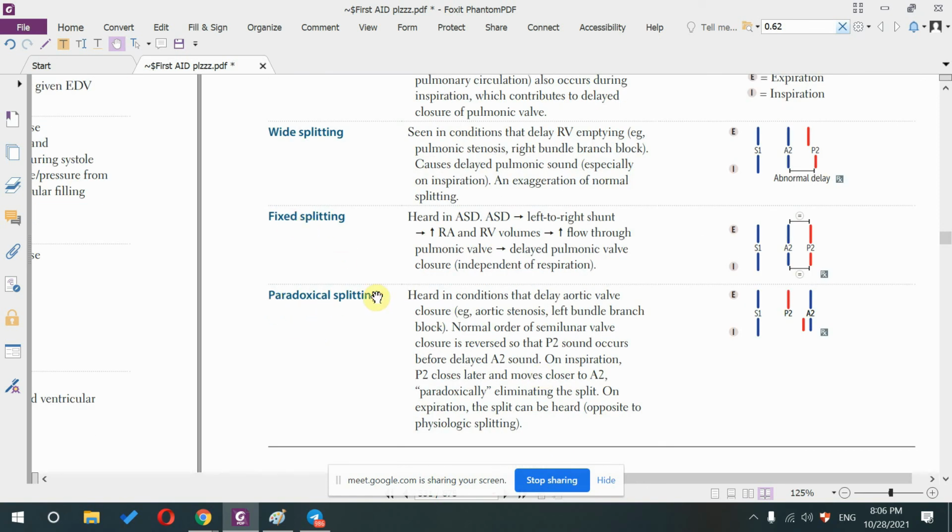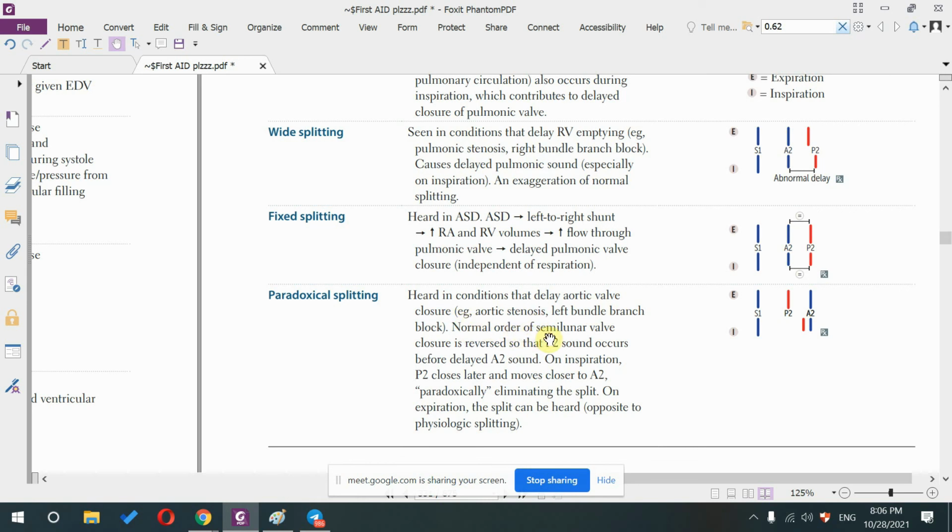So paradoxical splitting, it's seen in conditions that delay aortic valve closure. Like for example, in case of aortic stenosis and left bundle branch block. So in case of aortic stenosis and left bundle branch block, there will be what? Paradoxical. What does it mean, paradoxical? The splitting is occurring at expiration, which means it's in the left heart, not the right heart. This is abnormal. This is due to the delay of emptying of your left heart. Why would your left heart delay its emptying? It could be due to an aortic stenosis or a left bundle branch block.